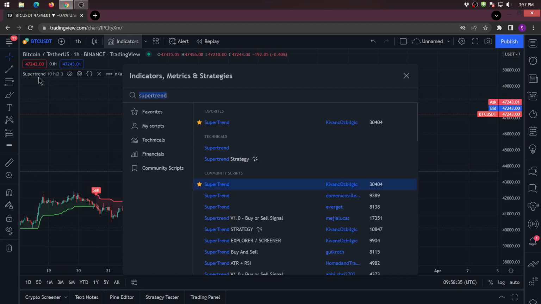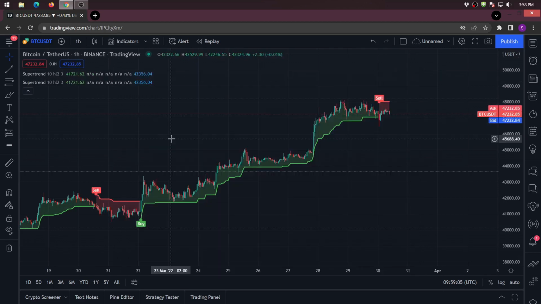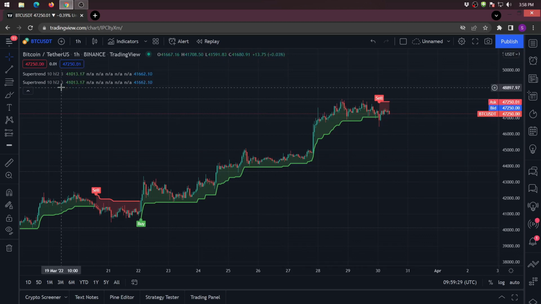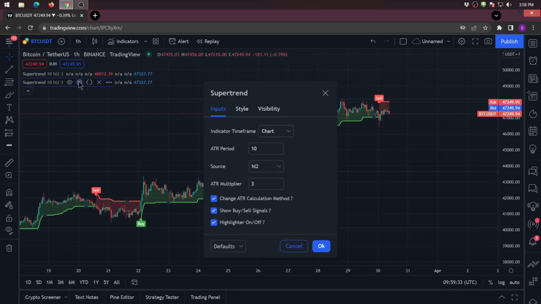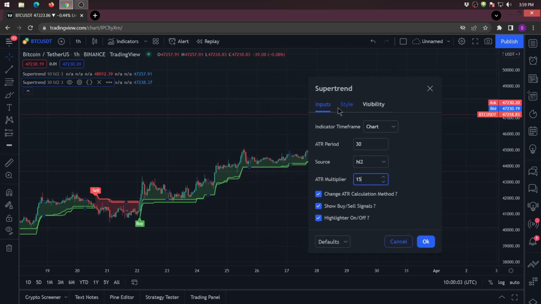You can see one is applied on my chart, and I click here another time to apply the Supertrend twice. Okay, I close the indicator library. The first Supertrend ATR and multiplier values will be default, and now I want to change the second Supertrend's ATR and multiplier values to catch the long-term trend. I go to settings, and the second Supertrend ATR period value will be 30, and the ATR multiplier value will be 15.